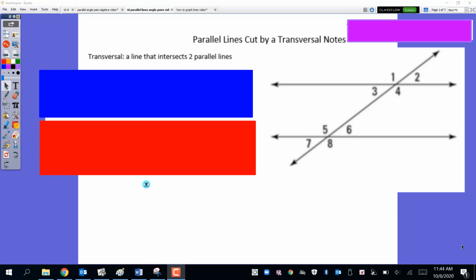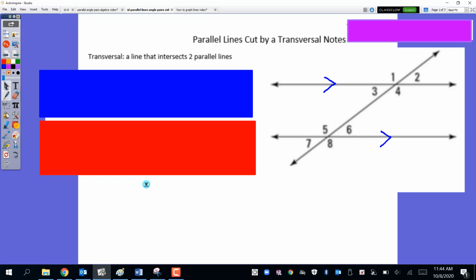Okay, so our next topic is on parallel lines. If you don't know, parallel lines are lines that never touch. How do I know if lines are parallel? Usually they are marked with that little arrow on the line, so I'm going to write it. The arrows are on these two lines, which means these two lines are parallel. And they're cut by a transversal.